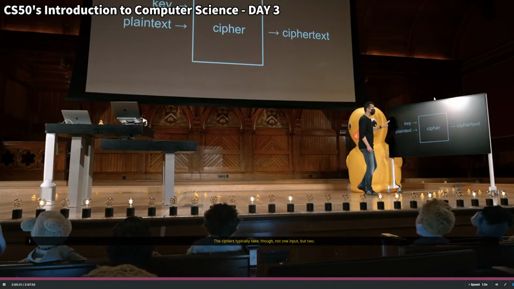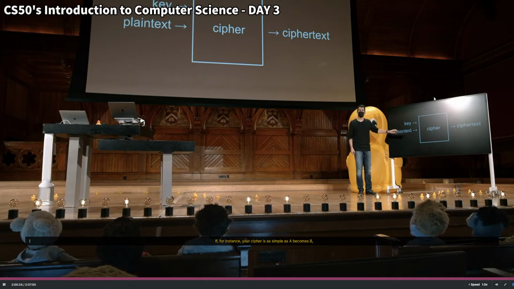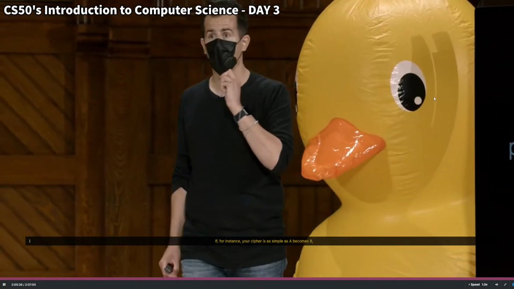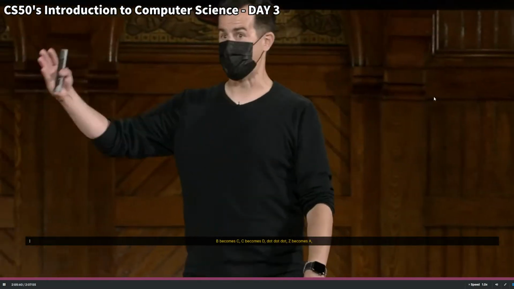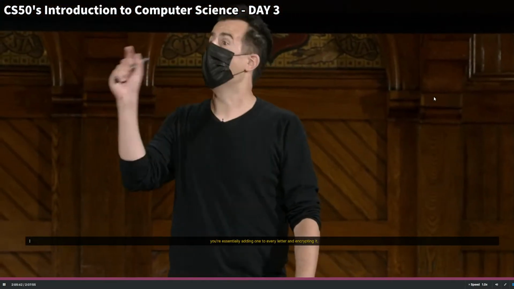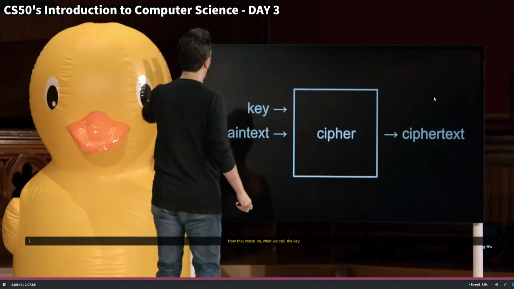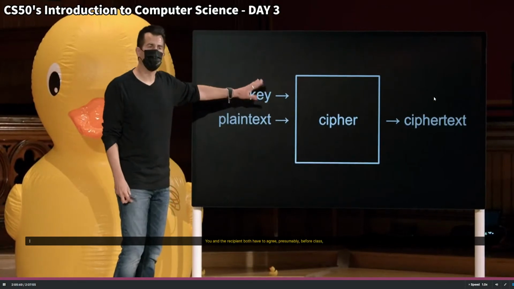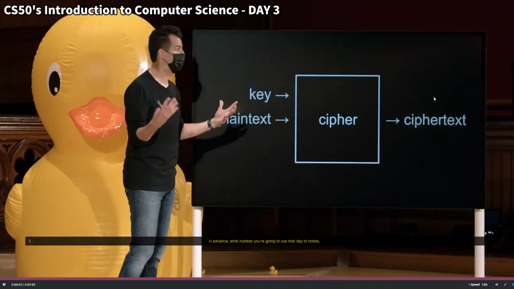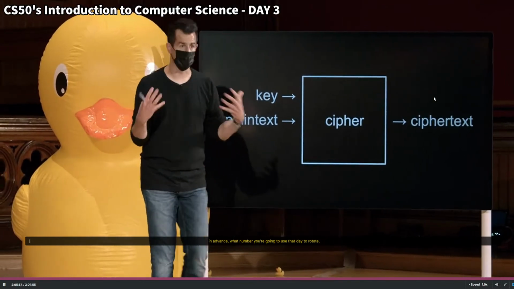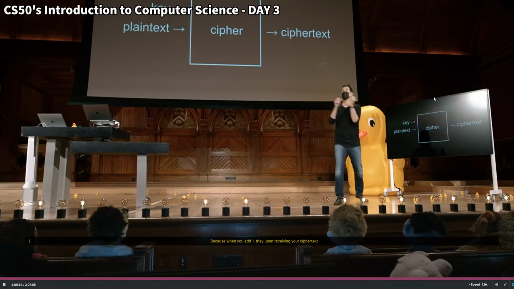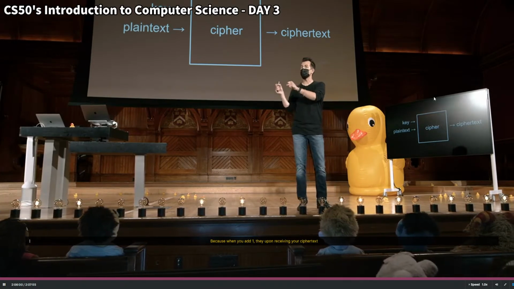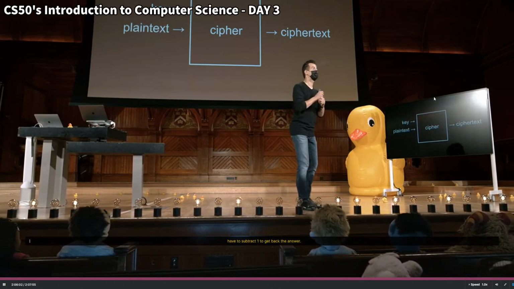These ciphers typically take, though, not one input, but two. If, for instance, your cipher is as simple as A becomes B, B becomes C, C becomes D, dot, dot, dot, Z becomes A, you're essentially adding 1 to every letter and encrypting it. Now, that would be what we call the key. You and the recipient both have to agree, presumably before class in advance, what number you're going to use that day to rotate or change all of these letters by. Because when you add 1, they, upon receiving your ciphertext, have to subtract 1 to get back the answer.